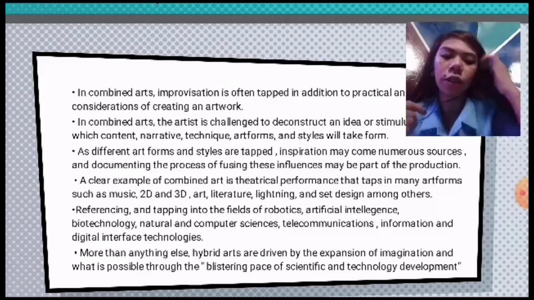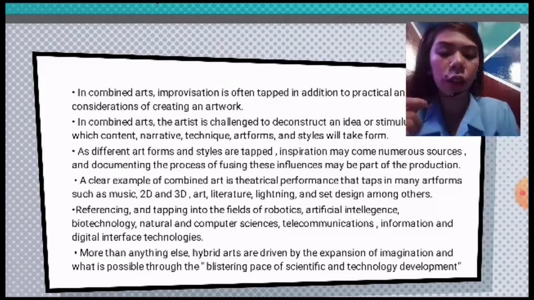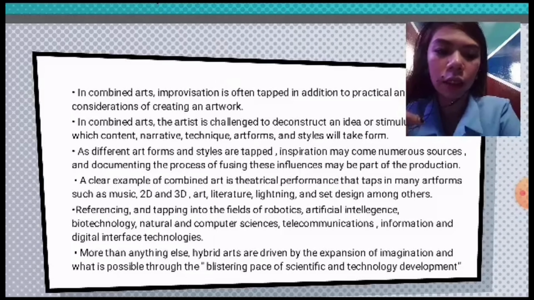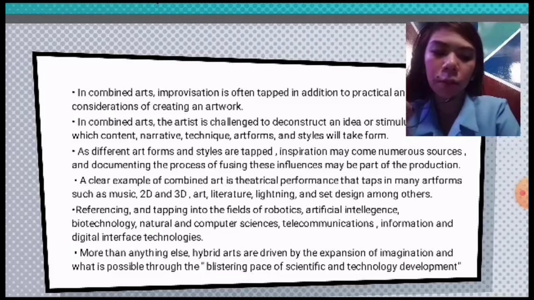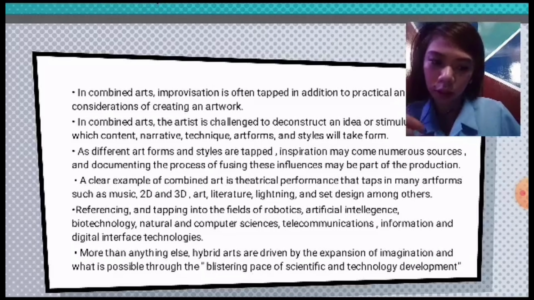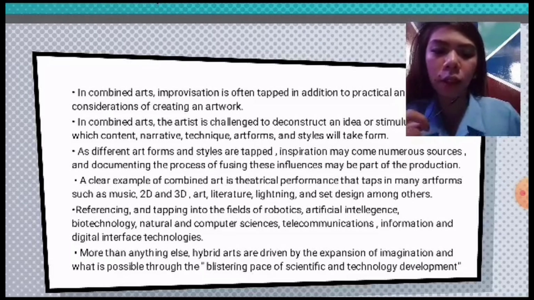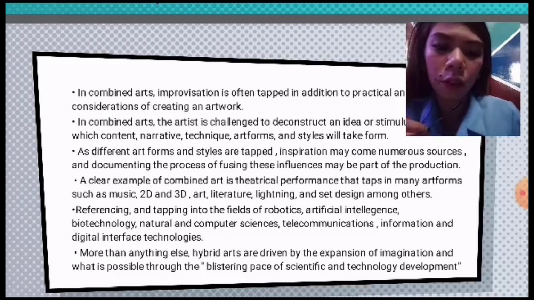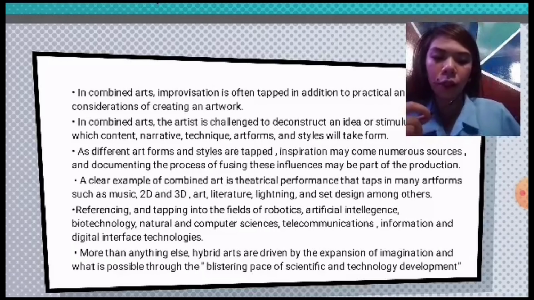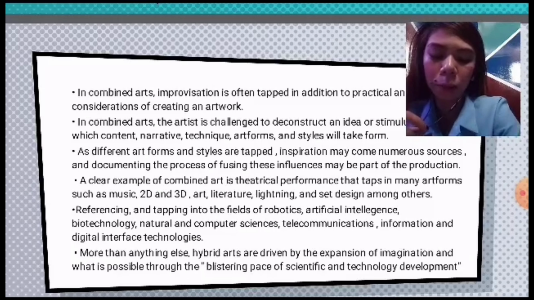In combined arts, the artist is challenged to deconstruct an idea or stimulus from which content, narrative, technique, art forms, and styles will take form. As different art forms and styles are tapped, inspiration may come from numerous sources, and documenting the process of fusing influences may be part of the production. Sa combined arts, marami ang content na nagpapipilian ng mga artist kung narrative, technique, or art forms ito.